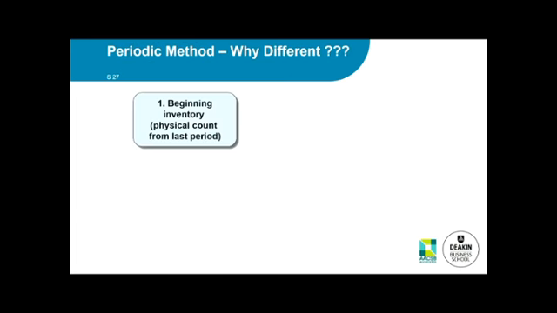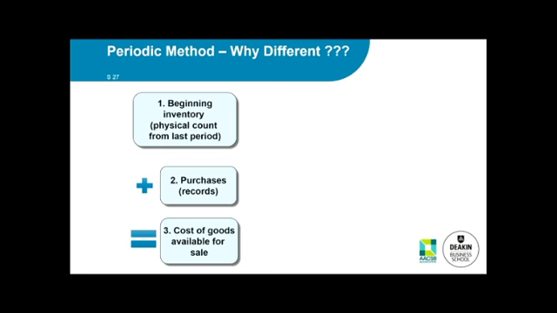We have our beginning inventory, right? Let's go through that cycle. Beginning inventory, physical count from last period, right? How do we determine our balance? We do physical count. Plus purchases, expenses, right? That's the cost of goods available. That's not cost of goods sold. That's all the inventory that we have available for sale. Cost of goods that we have available for sale.